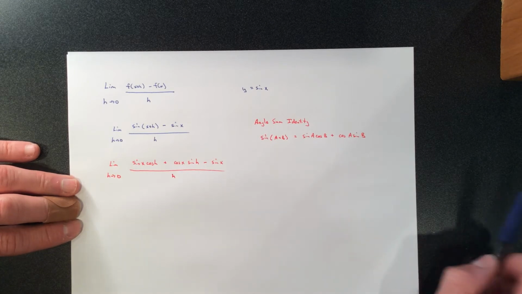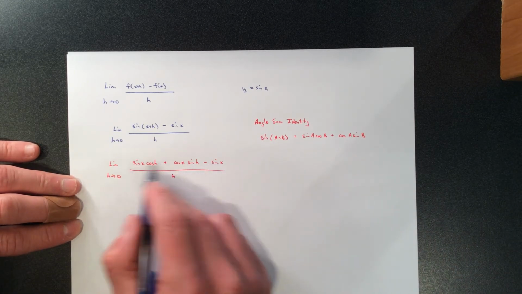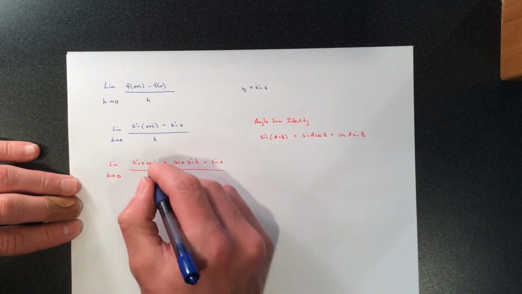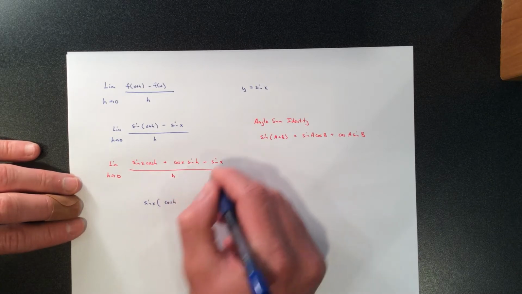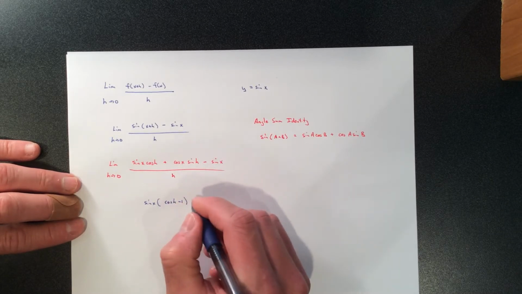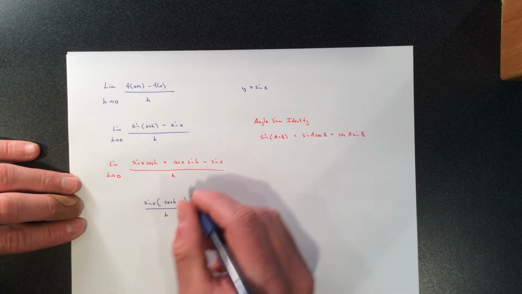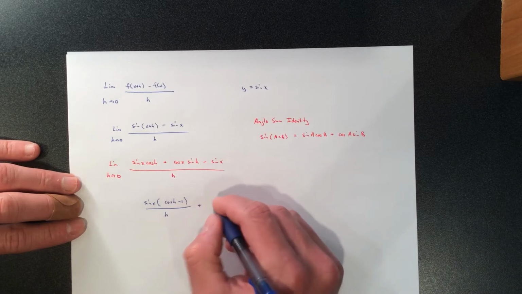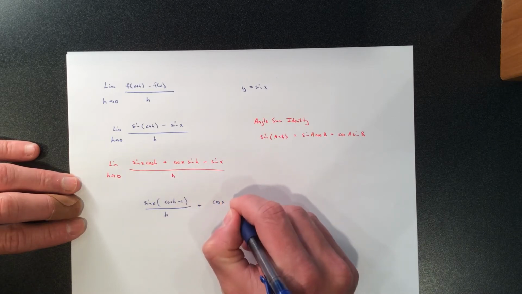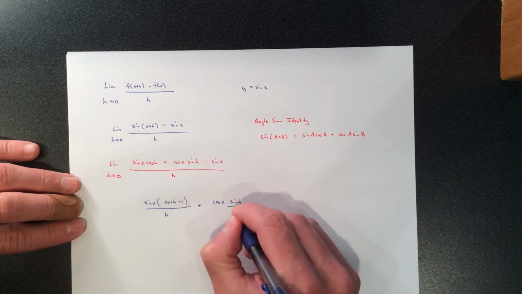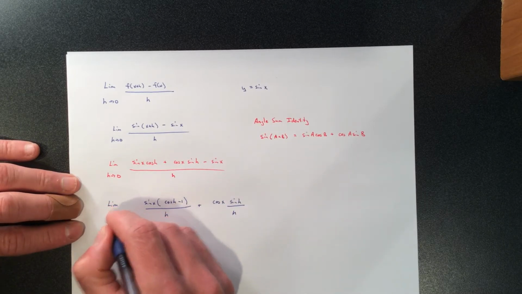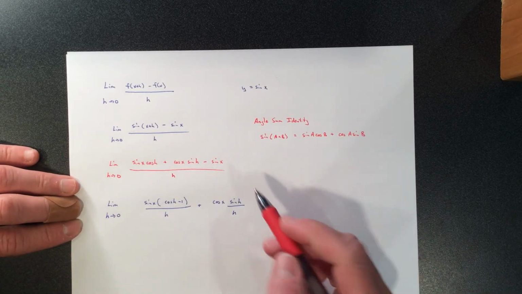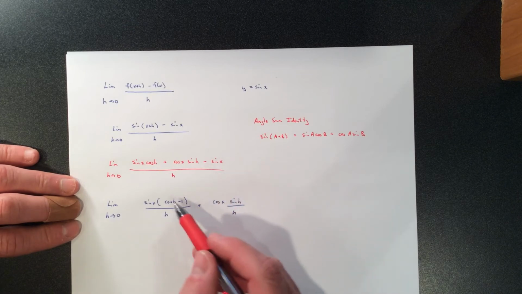Okay, so now I'm going to look at these two things, and I'm going to take a sine x from both of those things. From here, I'm going to leave cosine h minus 1. I'm going to look at that fraction, and then I'm going to look at this guy, and I'm going to take plus cosine x sine h over h, and I'm going to look at the limit of that as h goes to 0.